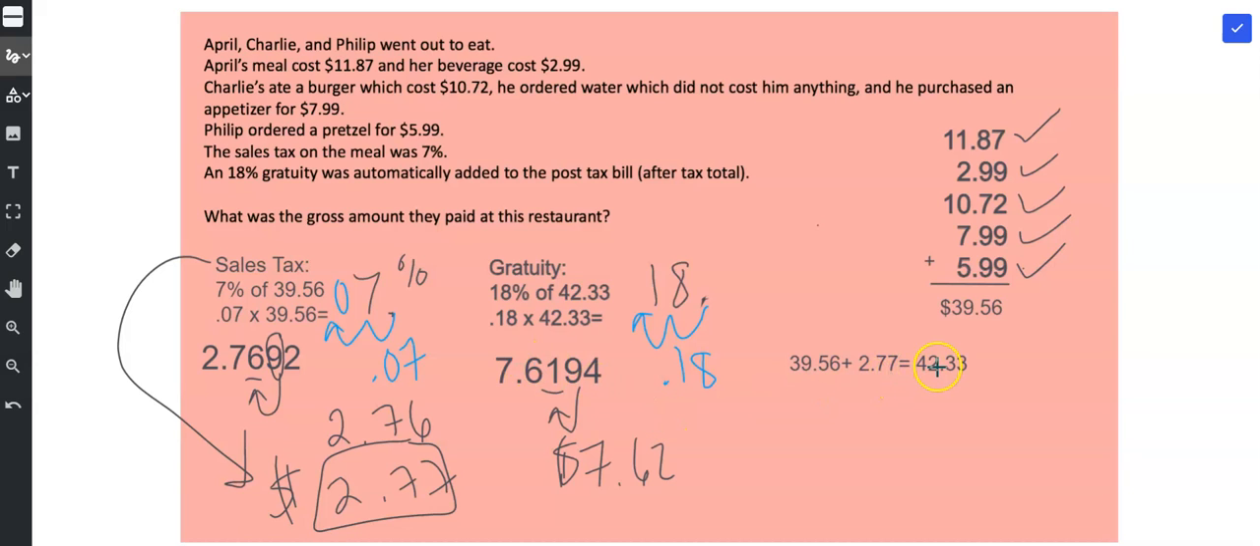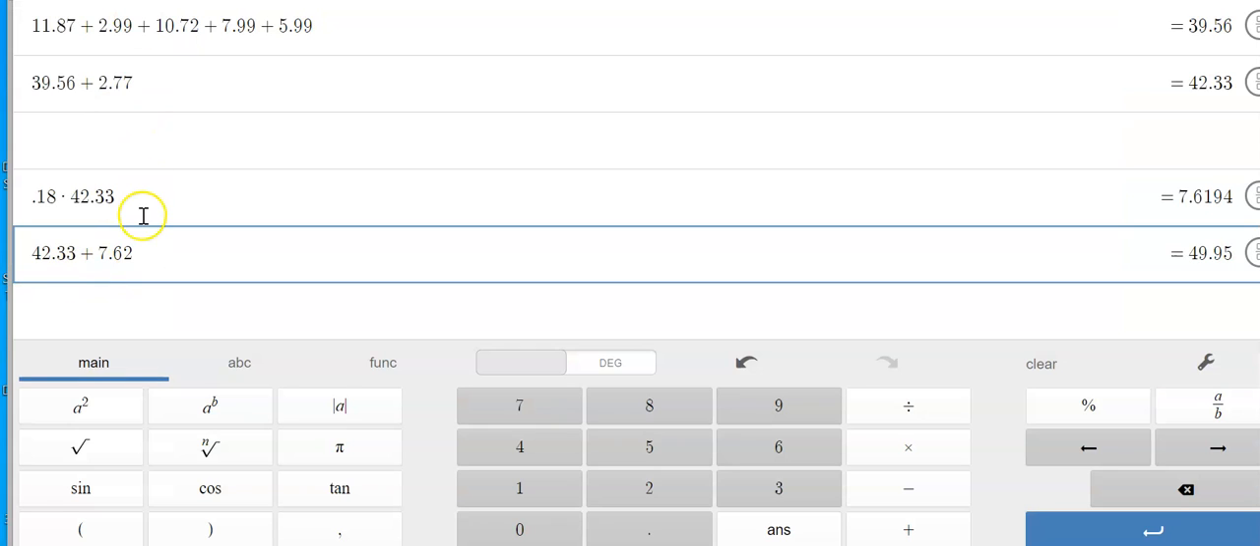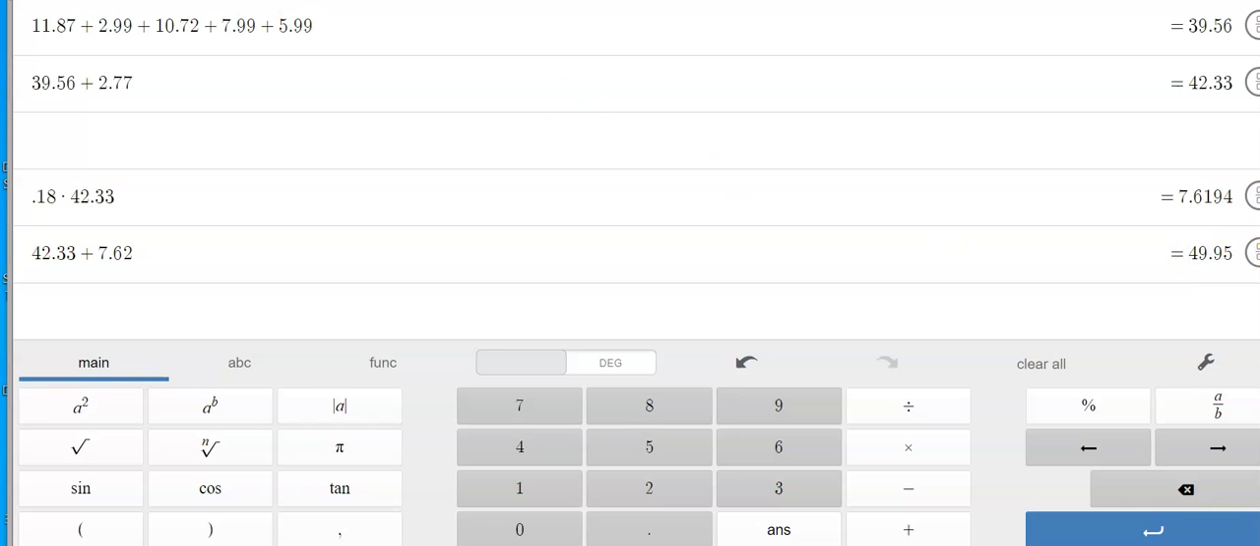So I take this total, the $42.33, because I have already applied the sales tax. Then I apply the tip to this amount, $7.62, and then that should be everything, so I get the total amount that they spent at the restaurant. So when I add the $42.33 plus the $7.62, I end up with $49.95.